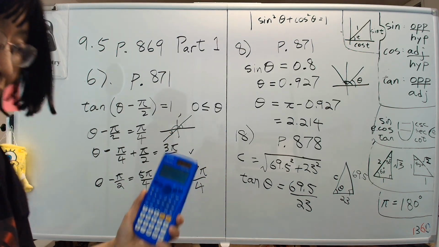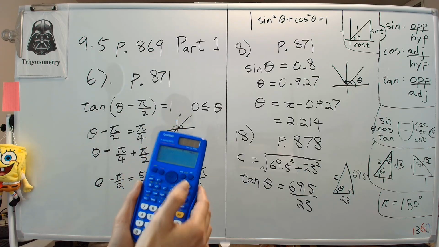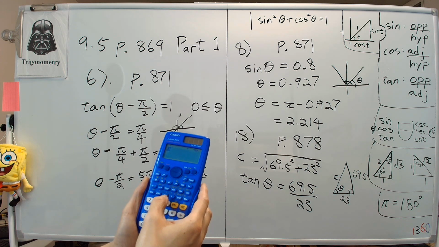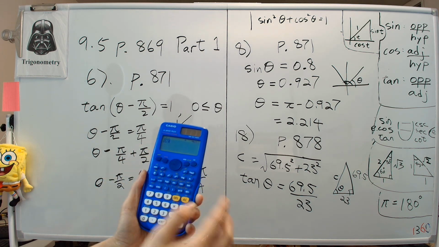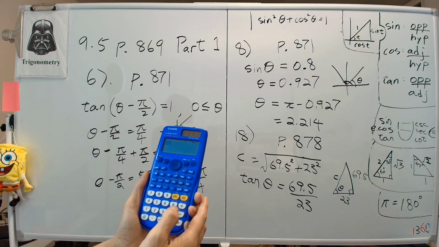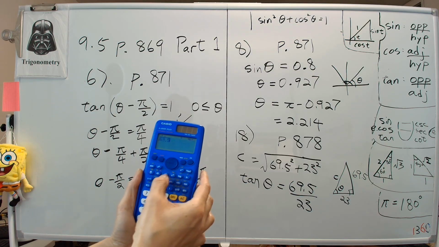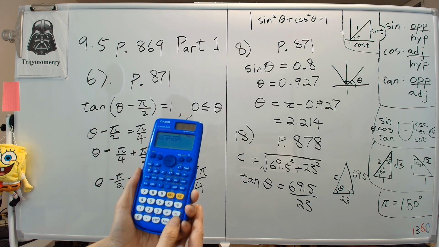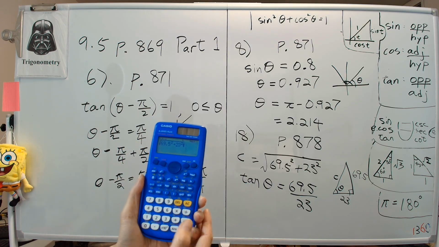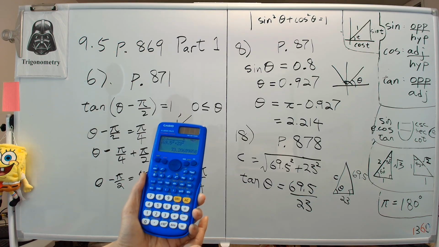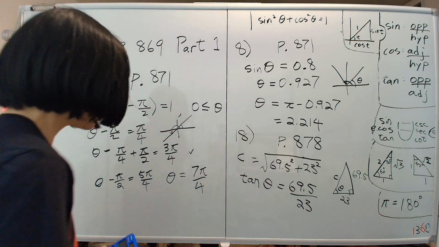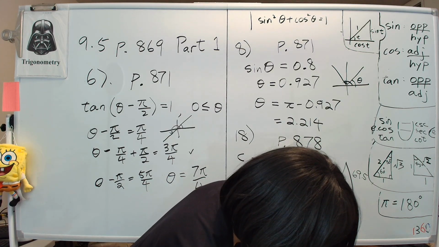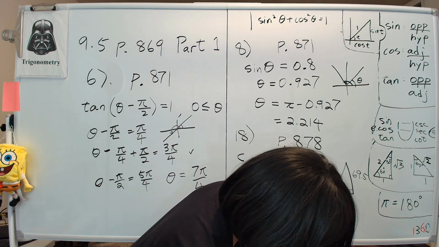First, let's do the Pythagorean theorem. We need the square root, and do we need parentheses? Nah, this calculator doesn't need parentheses, I don't think. 69.5 squared, and then plus 23 squared. The square root is going over the whole thing, so I don't need parentheses. And that equals 73.2. So C is 73.2.